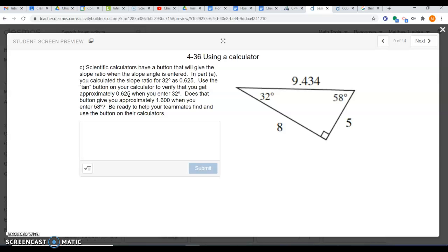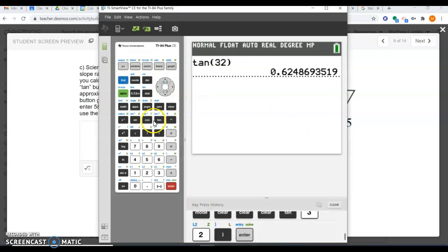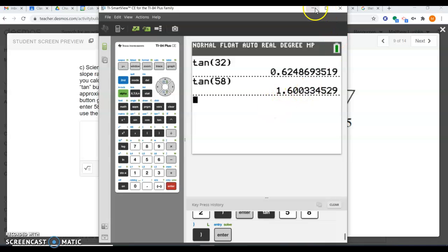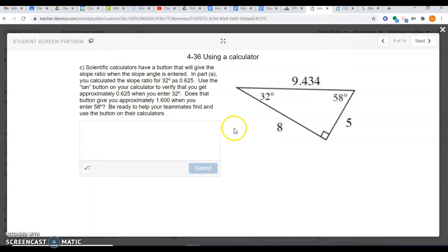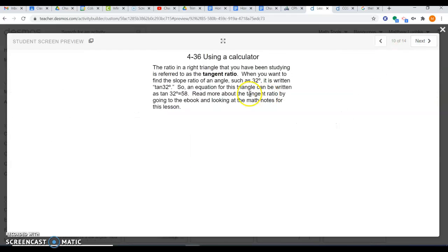we did it before. And so then when we do the 58 degrees, that's just going back in, you do tangent of 58 degrees and you get 1.600, which was what we should get in the previous slide. So this tan button is really, if we have the degree, we can find the slope ratio by using tan or tangent. And then here we have the ratio in the right triangle that we've been studying is referred to as the tangent ratio, that change in y divided by the change in x of a certain given slope angle. And like it says, like I was showing, in your calculator, it's written as tangent of 32 degrees.